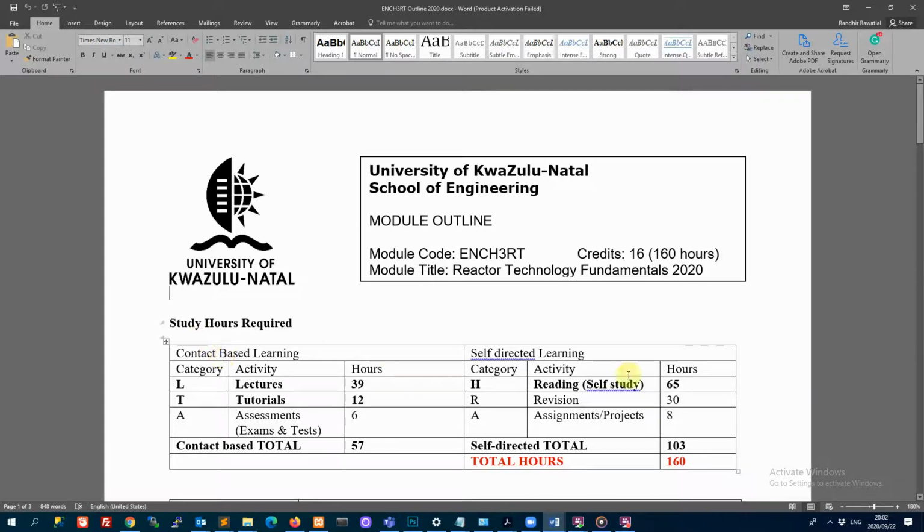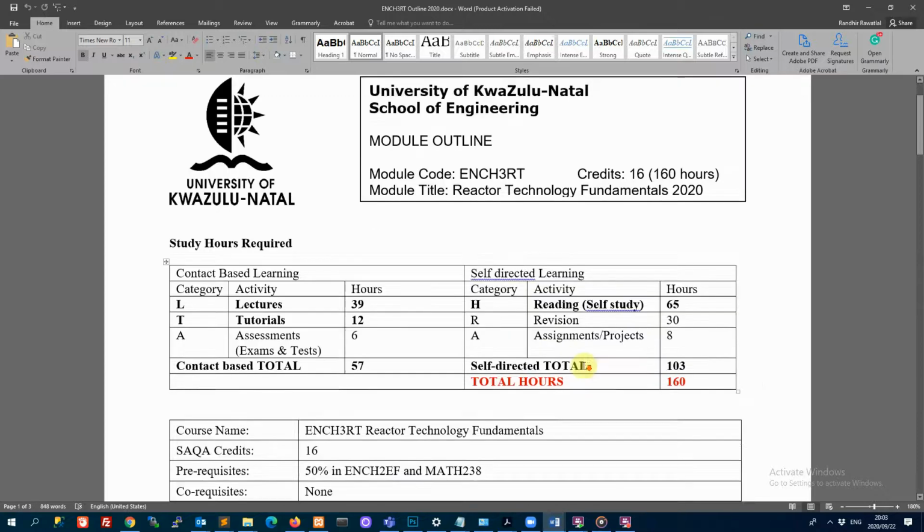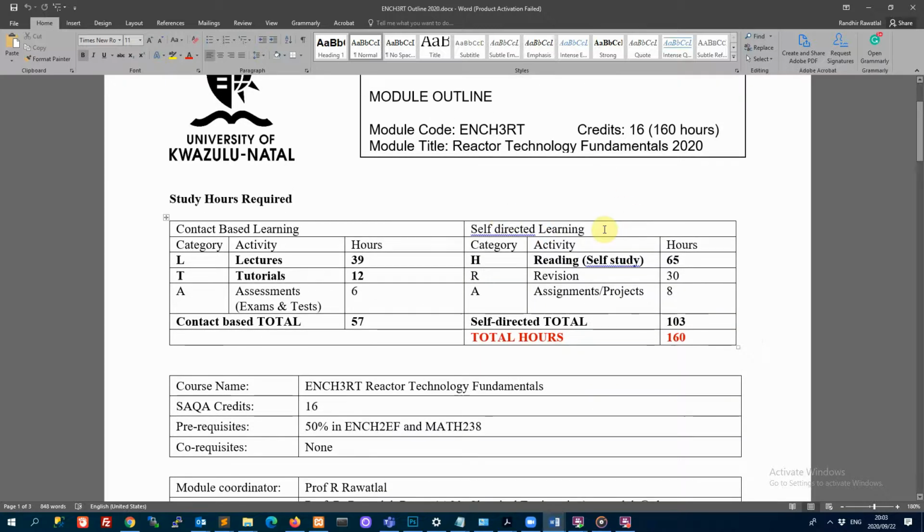Looking at the study hours required, it's a 16 credit course, so that translates to 160 hours. There's a suggested breakdown here about lectures and tutorials versus self-directed learning. So you can read the details here, but rest assured that you do need to put a lot of time into learning the material and into really just thinking about the material and what it means. That's very important in all courses, but especially in this course, where there are some new concepts and it takes some time for them to grow on you.